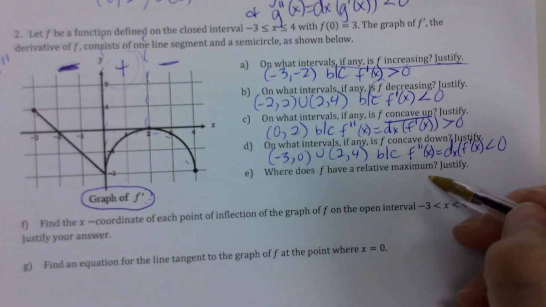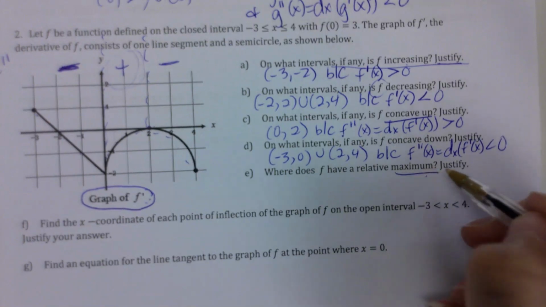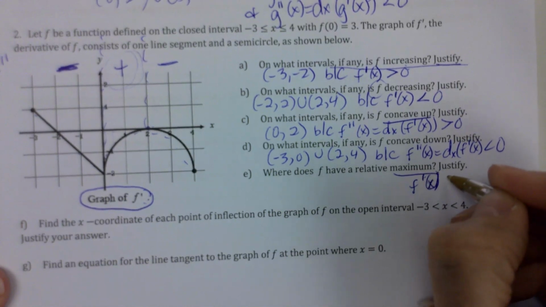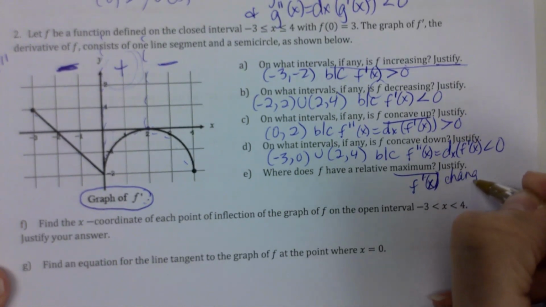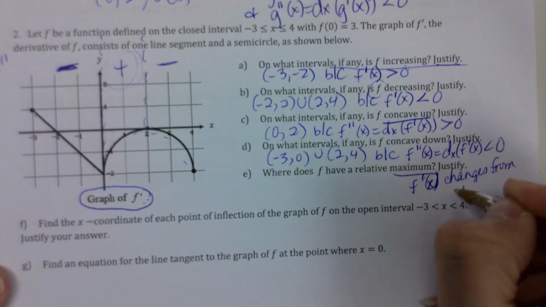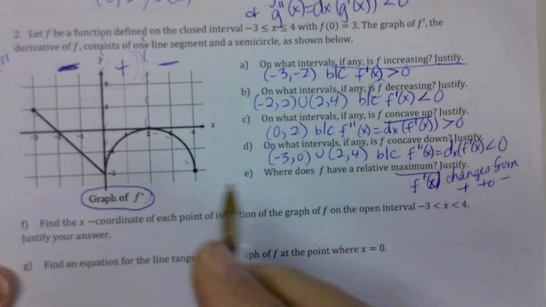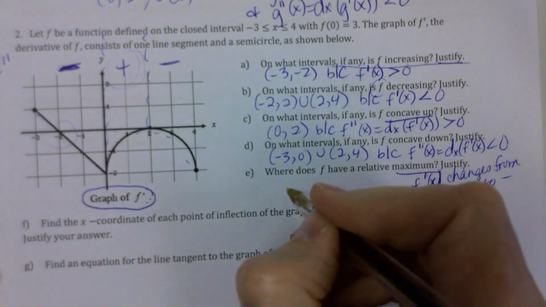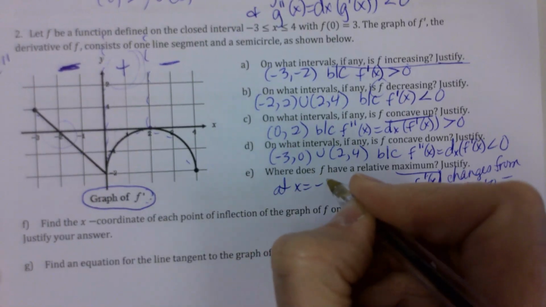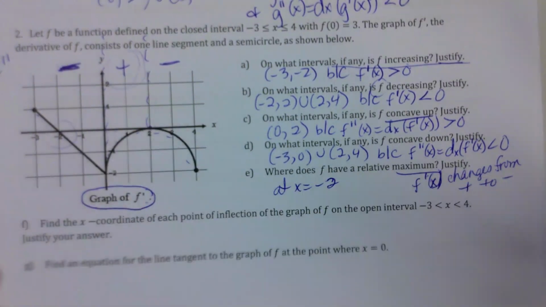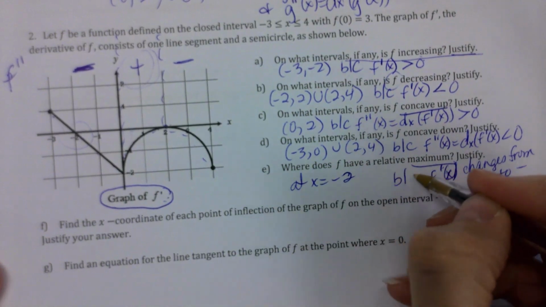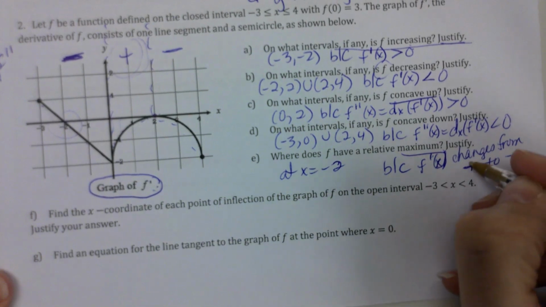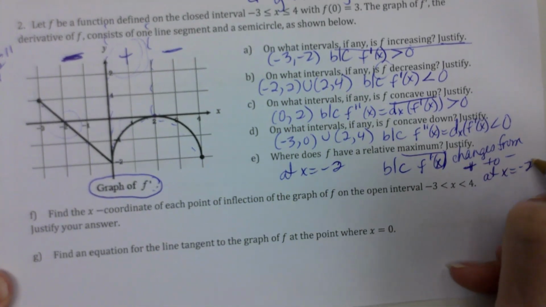Where does f have a relative maximum? Relative maximum means f prime is changing from positive to negative. F prime is going from positive to negative at negative 2, and no more places, right? If we want to be specific, at x equals negative 2.